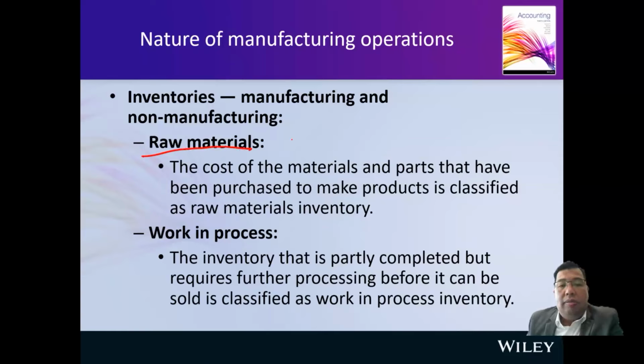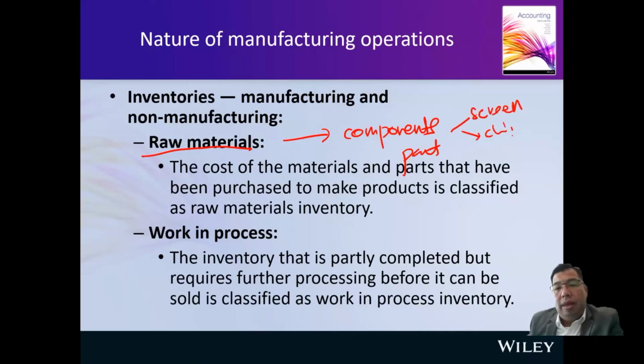For example, if you manufacture a phone, you need all the components and parts: maybe the screen, the chips, the microphones. So you need all this raw material. If you produce cake, then you need flour, oil, eggs, water, milk, and all these items.